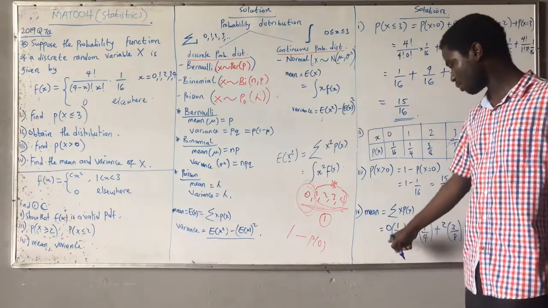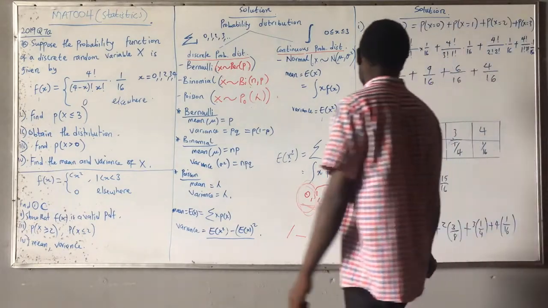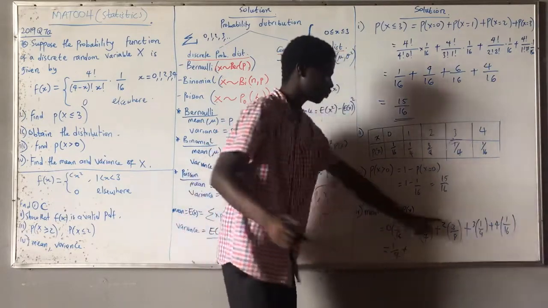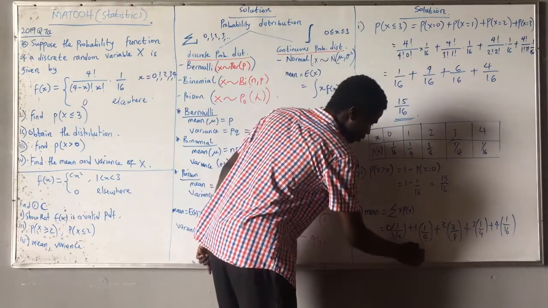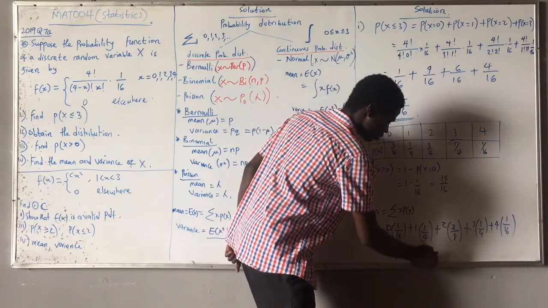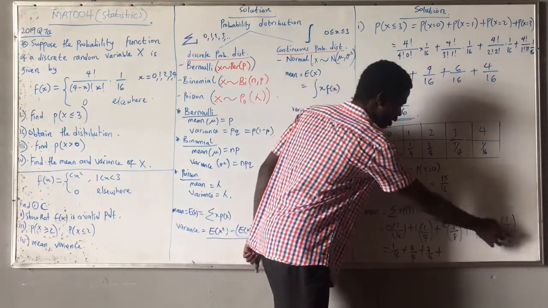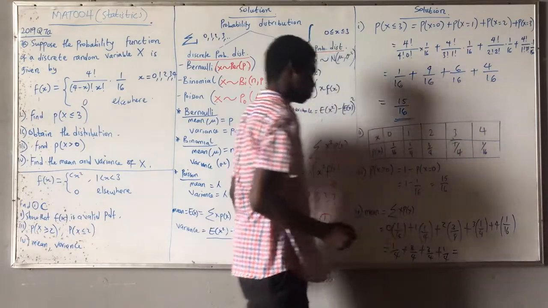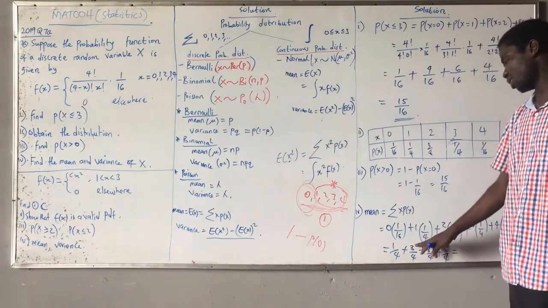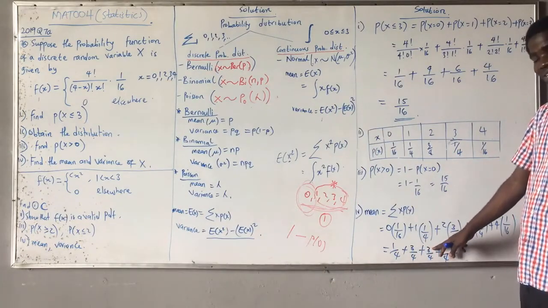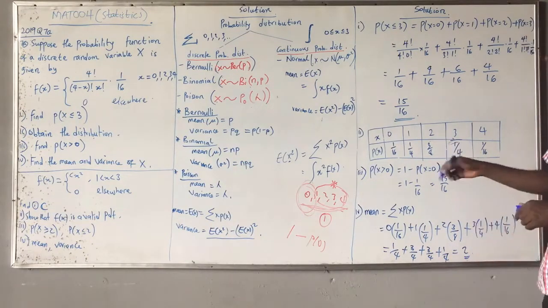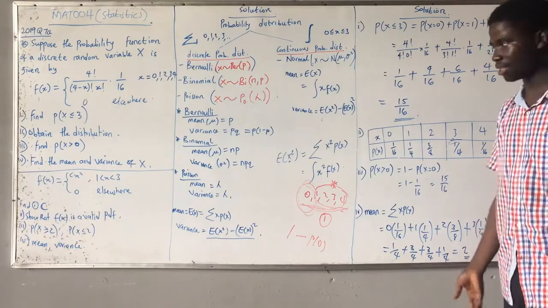So at the end of the day, 0 times 1 over 16 is 0. 1 times 1 over 4 gives me 1 over 4. 2 times this one gives me 3 over 4. Plus this times this again, 3 over 4, plus 4 times this, 1 over 4. So this will be 1 plus 3, 4, plus this one again, 7, plus 1, 8. 8 over 4 is 2. So that means the mean of this distribution is 2.